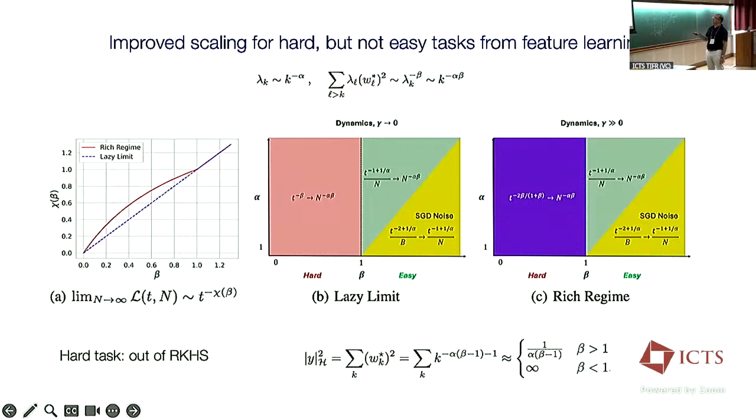You can even draw phase diagrams as a function of alpha and beta. These are compute-optimal scalings. They show what parameter bottlenecks you see for these scalings for hard and easy tasks. The arrow means what happens as t goes to infinity. For example, in this regime, you start being time bottlenecked, and as time goes to infinity, you switch to being parameter bottlenecked, and so on.